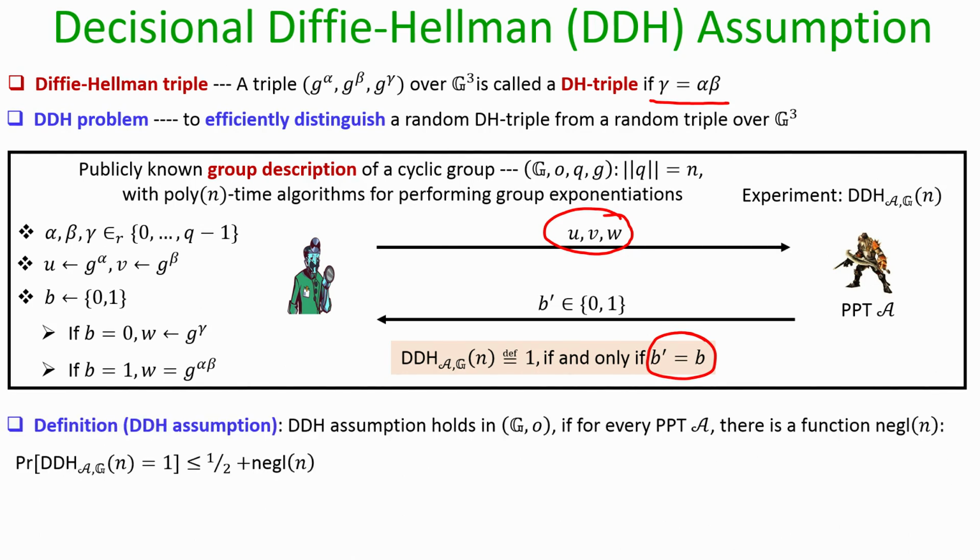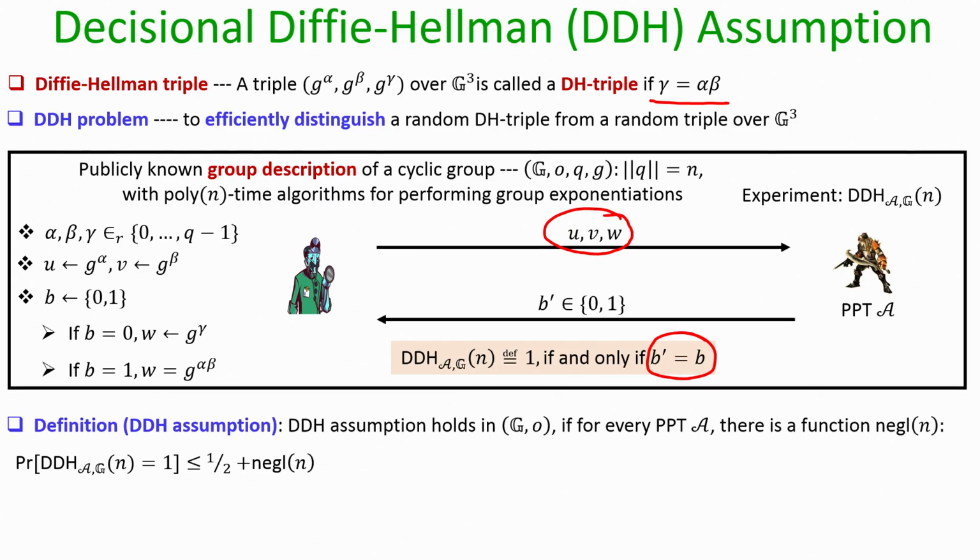And we say that the DDH assumption holds in the group G comma O if for every polytime adversary participating in this experiment there exists some negligible function such that the probability that the DDH experiment outputs 1 with respect to that adversary is upper bounded by half plus negligible. So, notice that for the D-log experiment and for the CDH experiment, the definition was that the probability that the output of the experiment is 1 should be upper bounded by some negligible function, because there the goal of the adversary was not to distinguish something versus something.